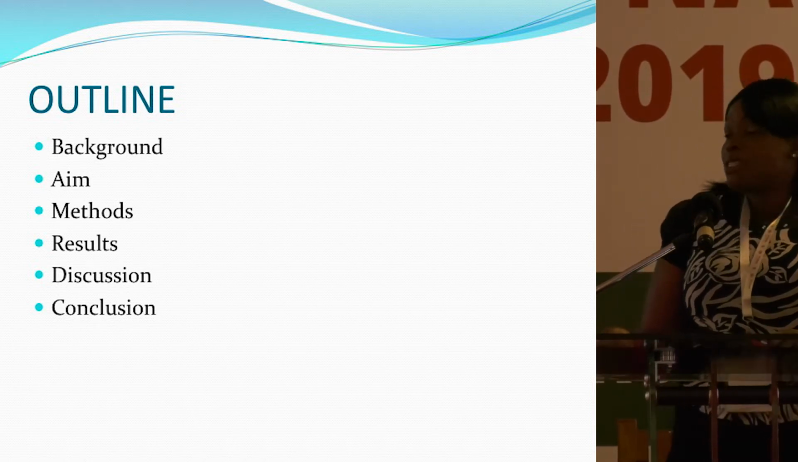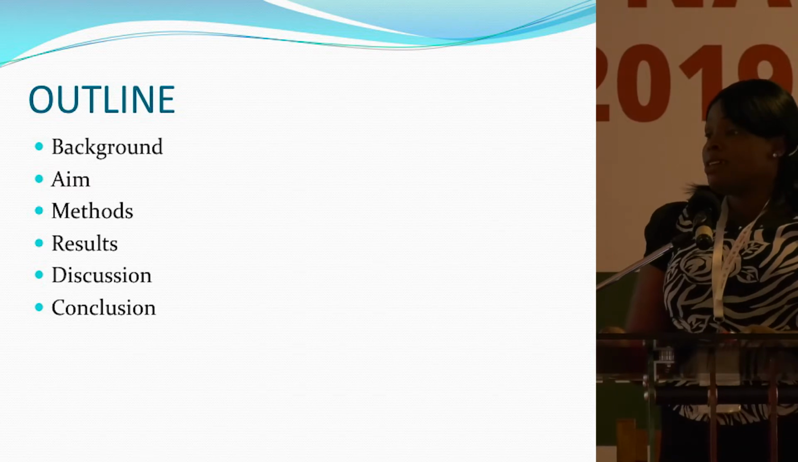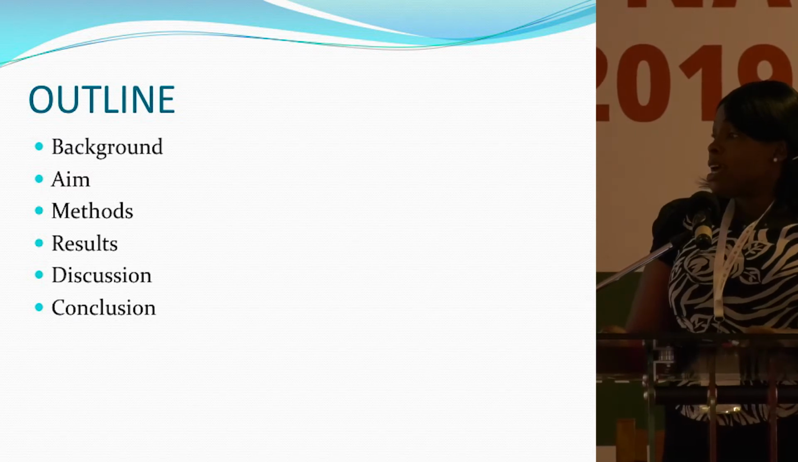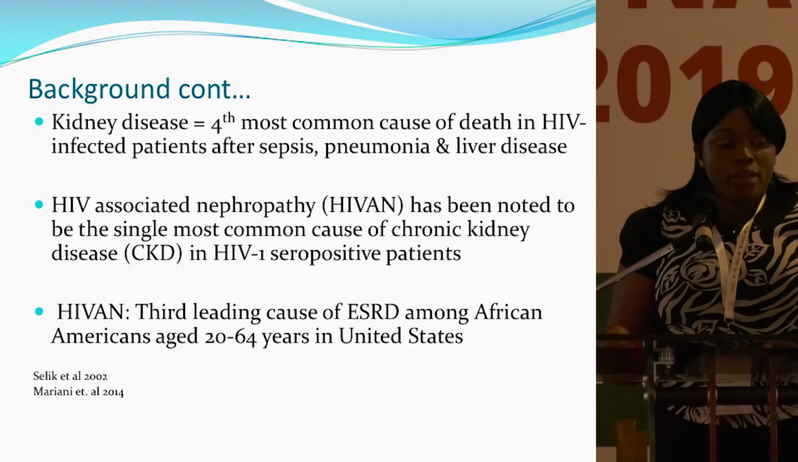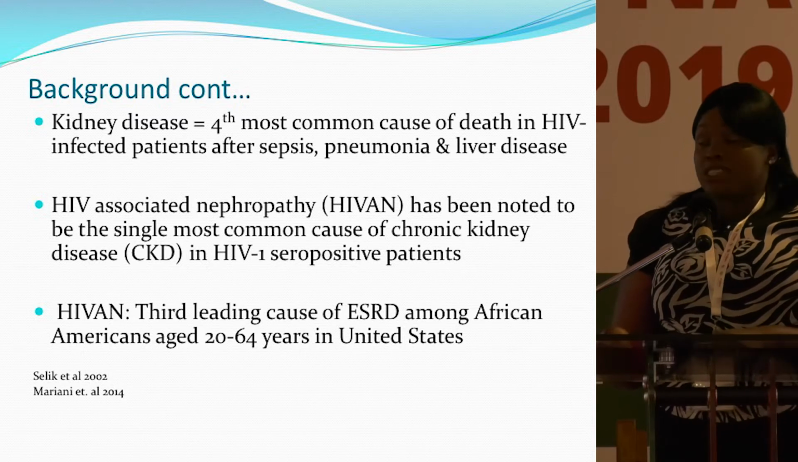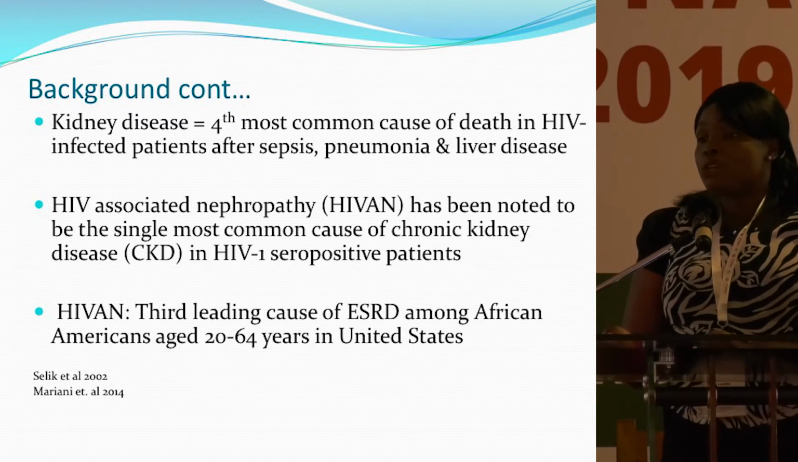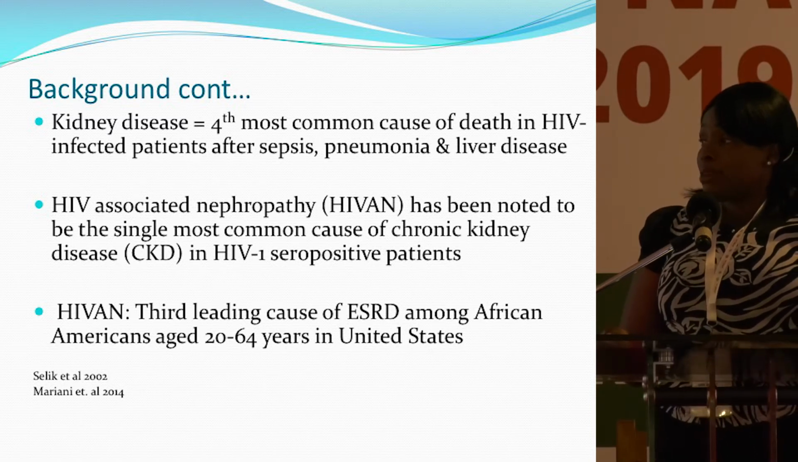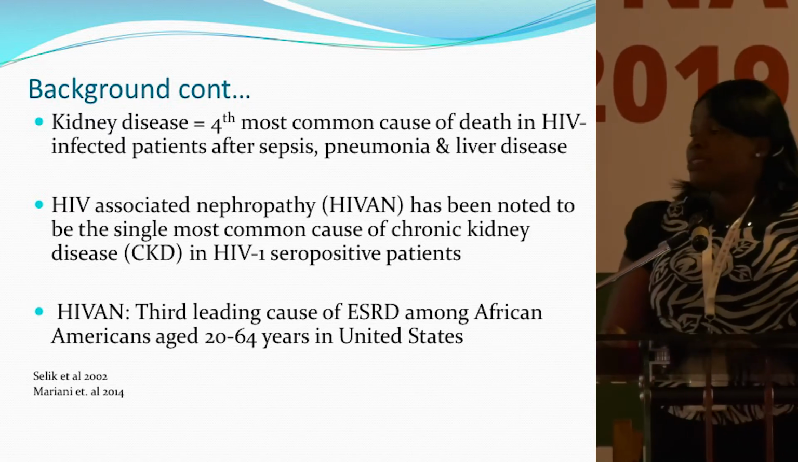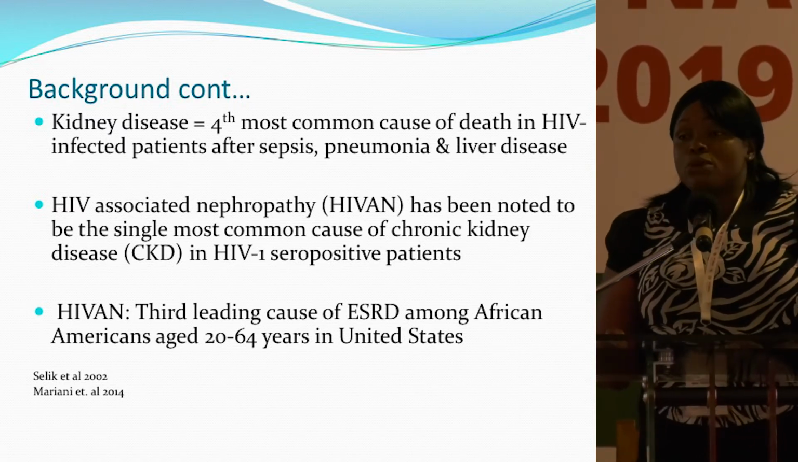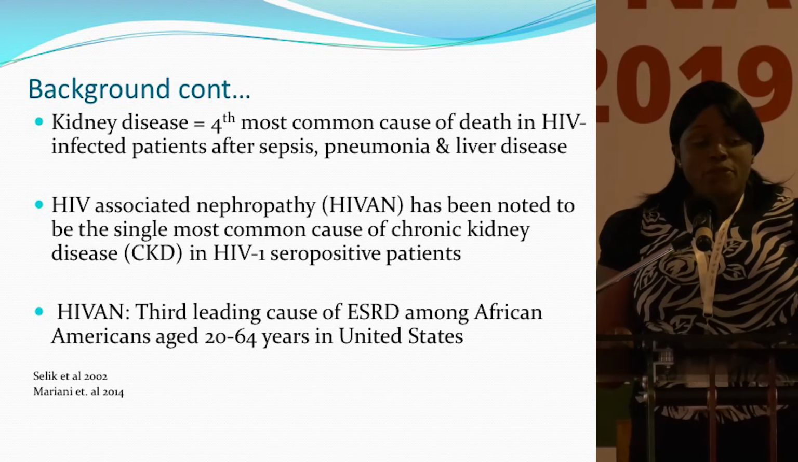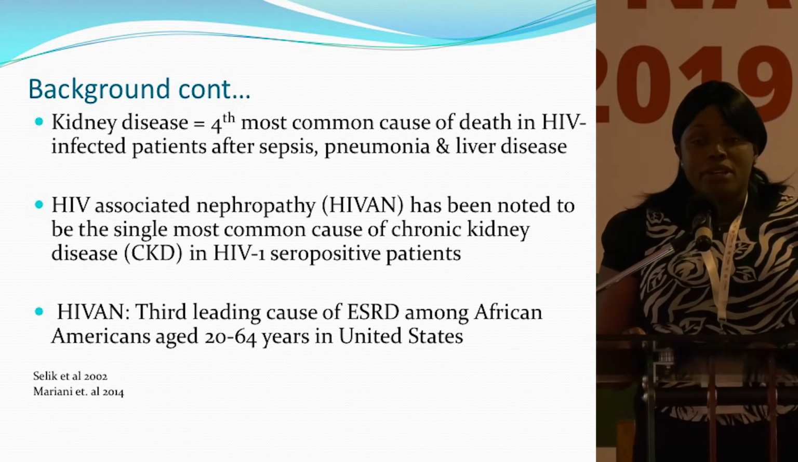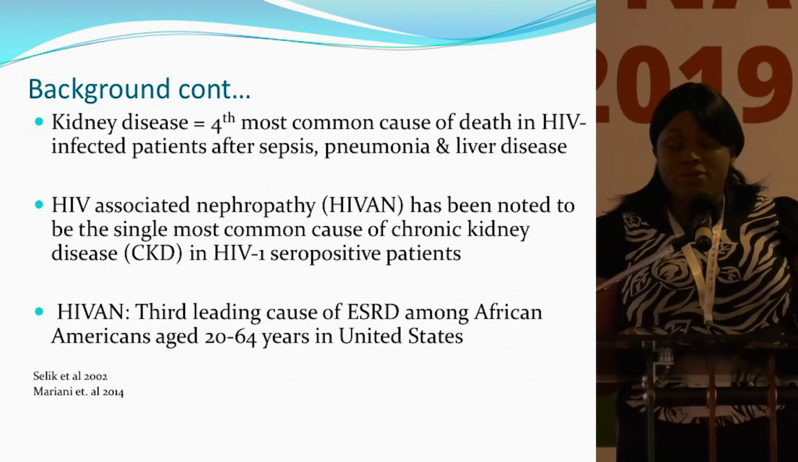We know that infection with human immunodeficiency virus has protean manifestations, and the kidney happens to be a very important and common target in this scenario. Kidney disease has been documented to be the fourth most common cause of death amongst patients infected with HIV, and HIV-associated nephropathy, that is HIVAN, has been noted to be the single most common cause of chronic kidney disease amongst HIV-infected patients. It's the third leading cause of end-stage renal disease amongst African Americans aged 20 to 64 living in the United States.